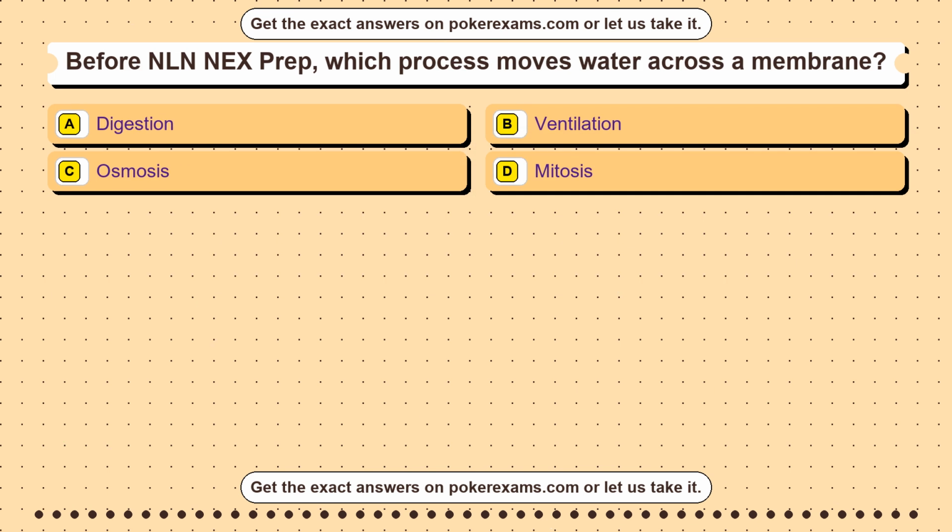Question 15. Before NLN NEX Prep, which process moves water across a membrane? Option A, digestion. Option B, ventilation. Option C, osmosis. Option D, mitosis.